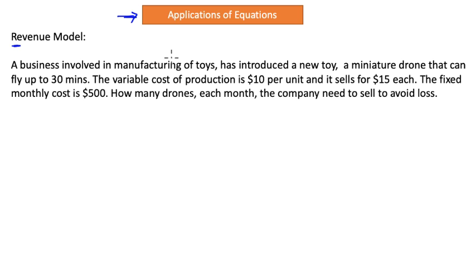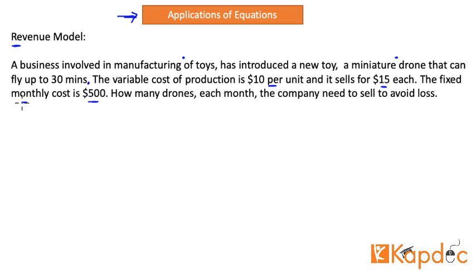In this business, which is involved in the manufacturing of toys, they produce miniature drones that can fly up to 30 minutes. Okay, the variable cost of production is $10 per unit, and then it sells for $15 each. Okay, and the fixed monthly cost is $500.